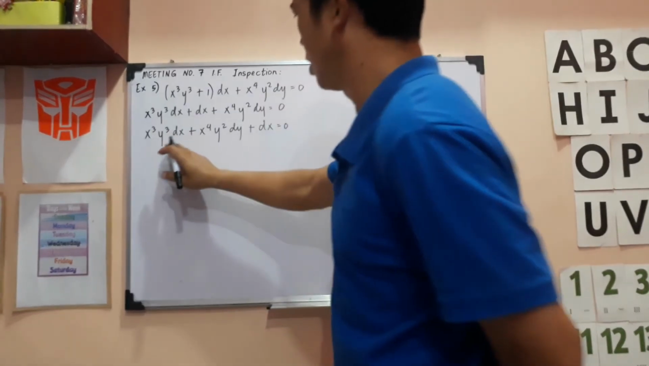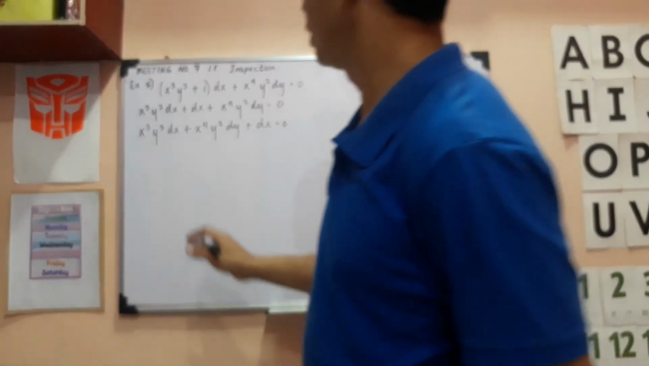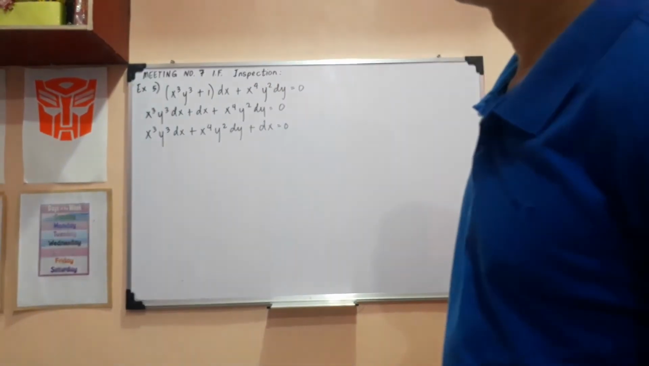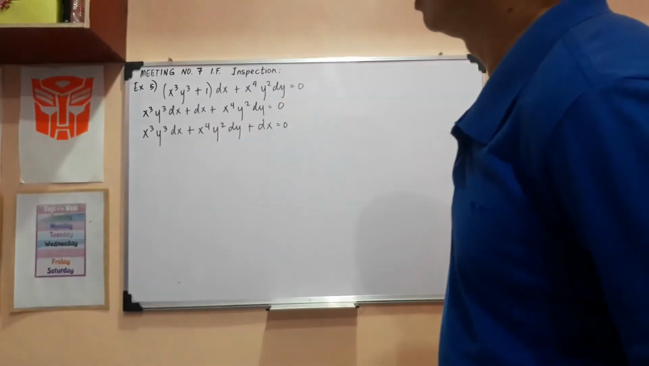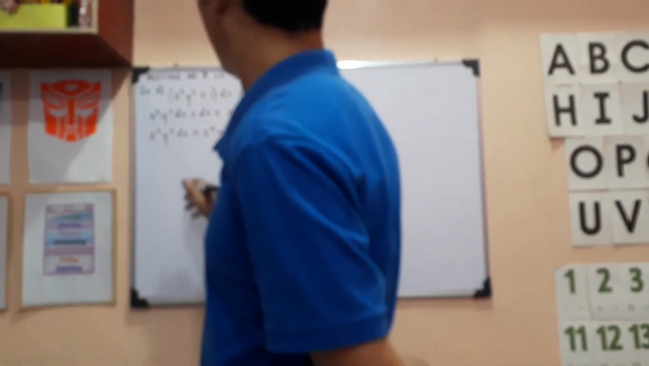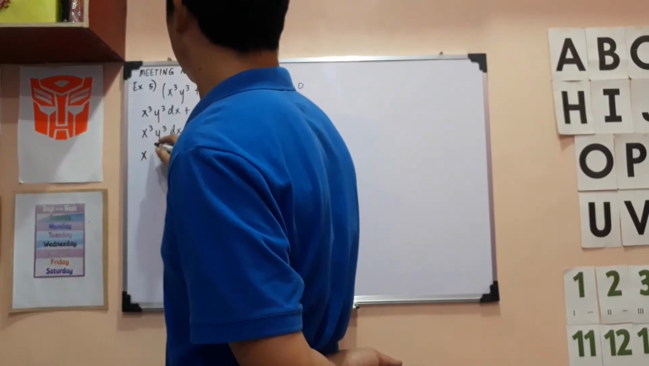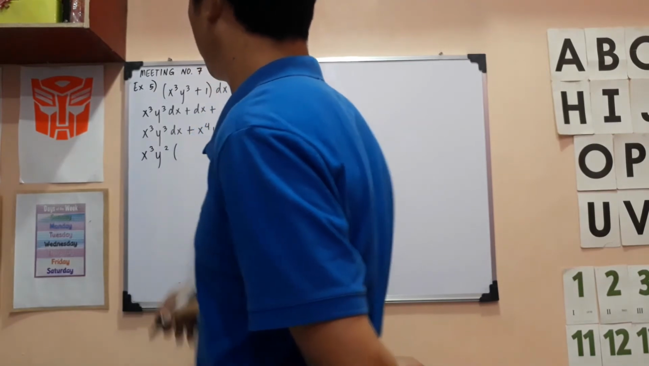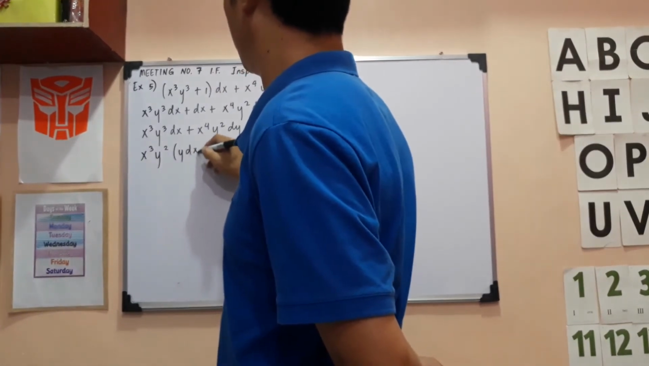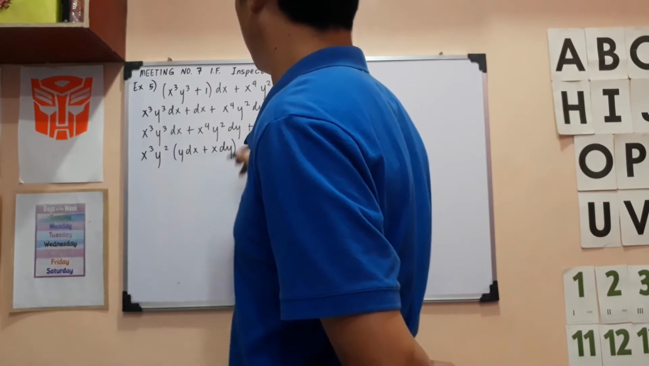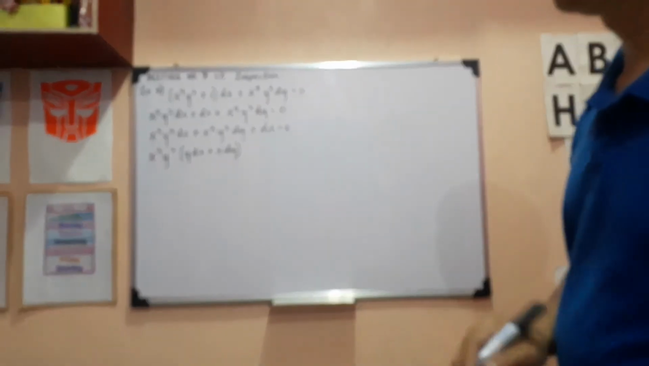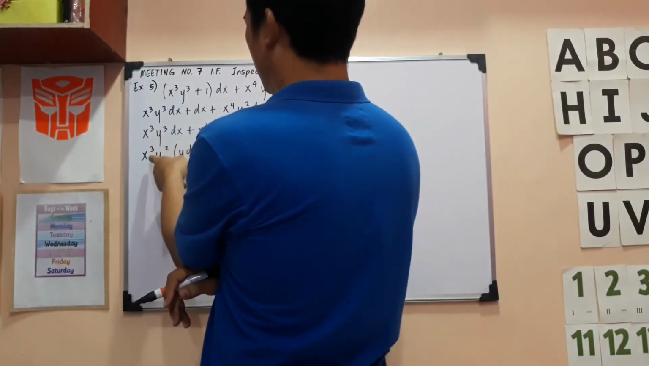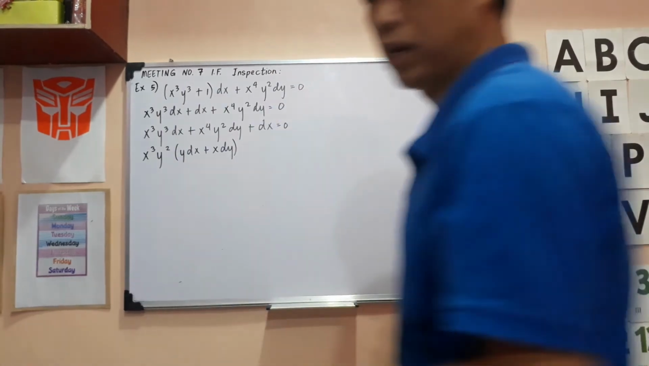So, after na ma-arrange na napansin natin, parang pwedeng maging ano siya? Factor out natin ang x cube y square. Ano matitira? Y dx plus x dy. O, di ba? Tama ba? Pag pinactor out natin dito, x cube. Pause ko muna ha, para di magtagal.